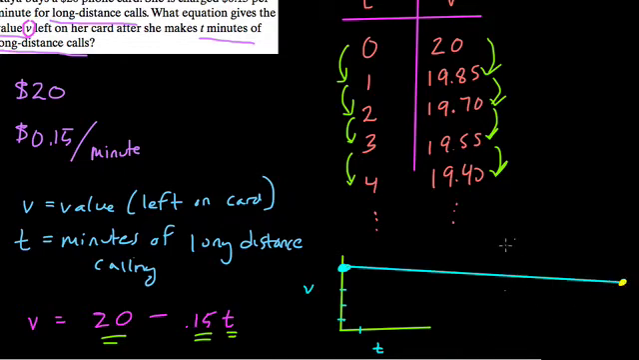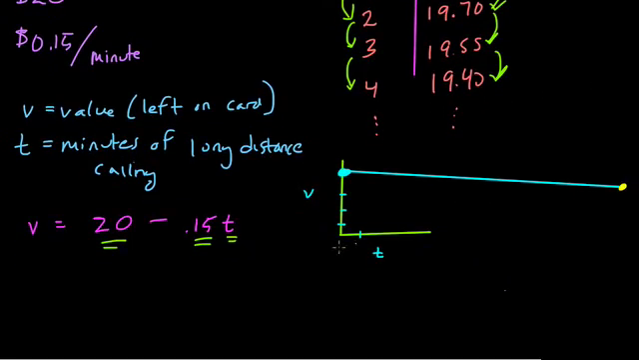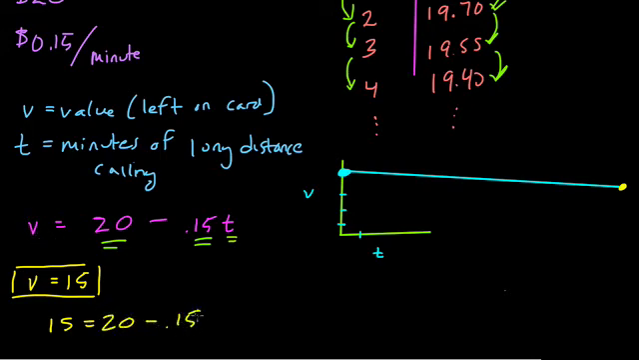So let's explore that for a moment. There's a fun question. How long will it take before you reach $15 in value? Well, use your equation. If I'm saying that it's reaching $15 in value, that means v is going to be equal to 15. We just need to know how many minutes it takes to reach that point. So we plug 15 into our equation. The value is 15. 20 minus 0.15 times how many minutes gives you that result.